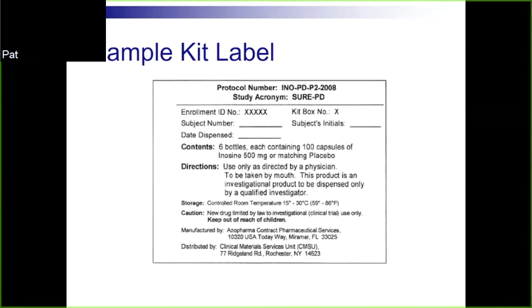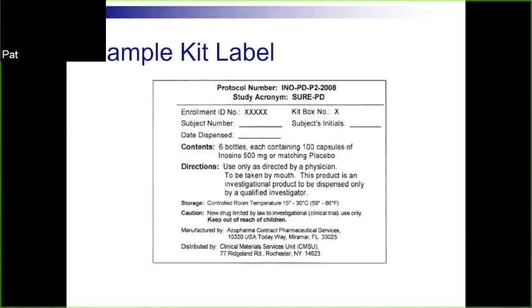So we blinded the product, it's in the bottle, and now the labeling also needs to be blinded. And here's an example of a study we worked on. If you look at the content section of the label, it's an either or statement. It contains either the active or the matching placebo. And that's consistent through the kit box label, which we're looking at right now.